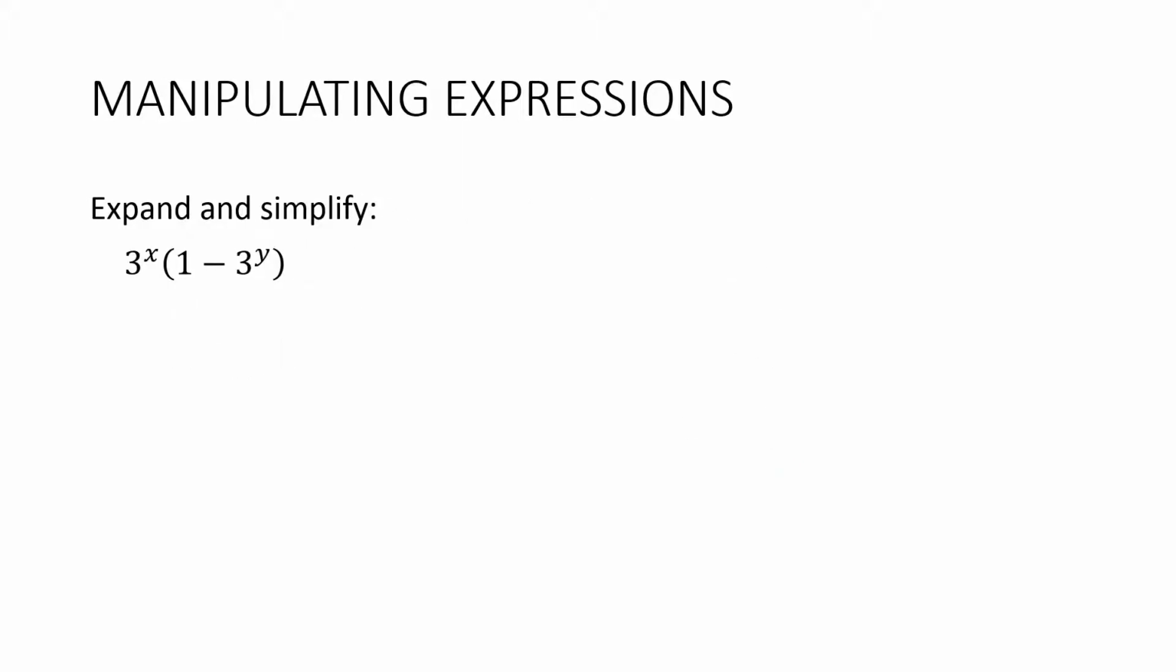Okay, let's look at some examples. Expand and simplify 3 to the x multiplied by 1 minus 3 to the y. So I'm going to go 3 to the x times 1 minus 3 to the x times 3 to the y. Let's have a look at it. This first term is easy, isn't it? It's just one lot of 3 to the x. And I've got a minus, and now I'm multiplying these two together.